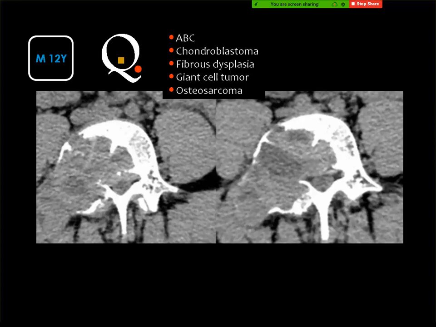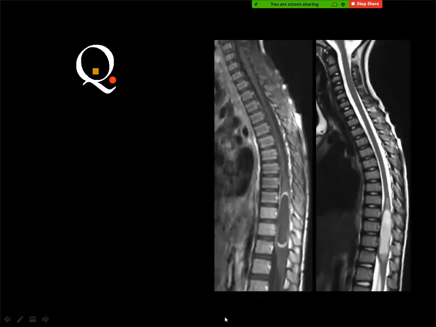Aneurysmal bone cyst. Neuroblastoma. Which one of these? Aneurysmal bone cyst. Yes, and this is aneurysmal bone cyst because of the fluid levels. They are not well demonstrated by CT, but the MRI, of course, is much better.